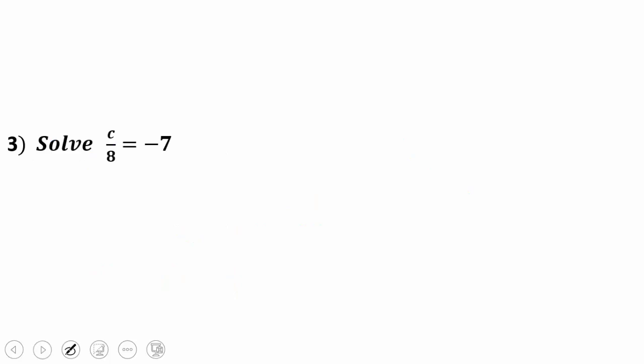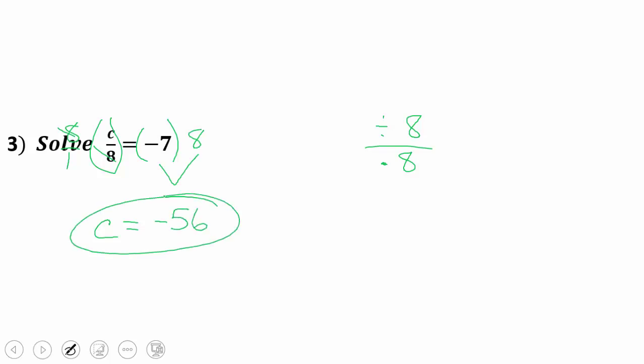c divided by 8 is equal to negative 7. I recognize that my variable c is being divided by 8. My inverse operation is to multiply by 8. So I come over here and I multiply by 8. That's like multiplying by 8/1, which means those 8's simplify out, leaving me with c. And I do that to the other side to keep it balanced. Multiplying by 8, negative 7 times 8 is negative 56. Let's go to example 4.